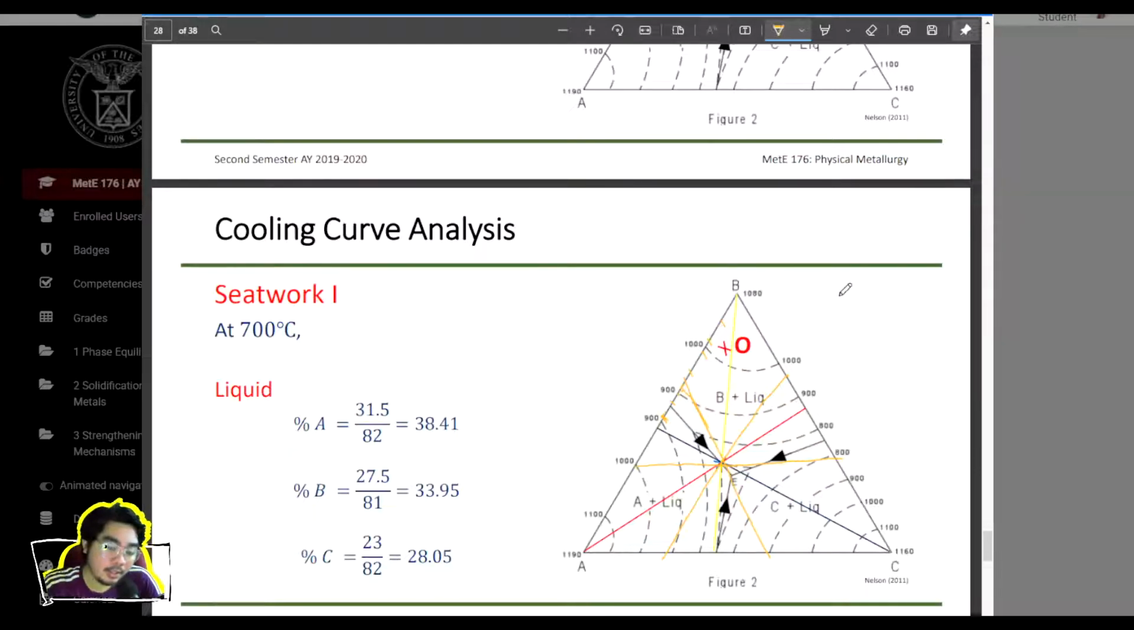Tama. You can still compute it that way, no? Pwedeng gravity rule. So tama ka pala, Joanna, no? You can do gravity rule to compute for the liquid composition. Pero pwede rin yung usual na plotting lang, no? Using kumbaga yung equilateral triangles natin. So you can do that as well. It should give you the same answer. Okay. All right.